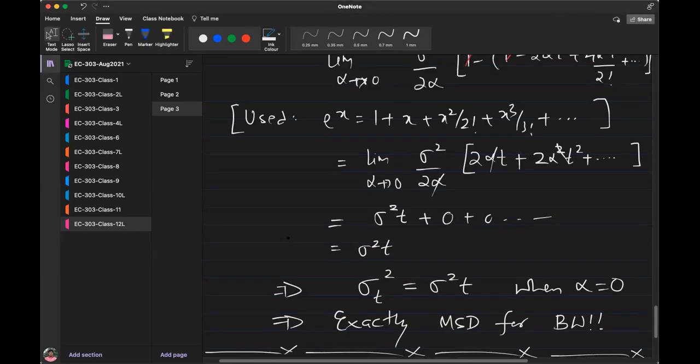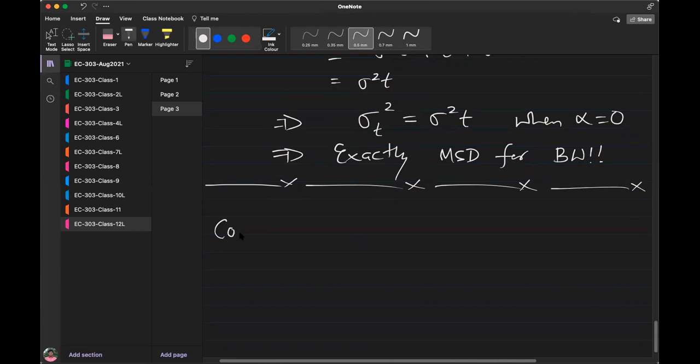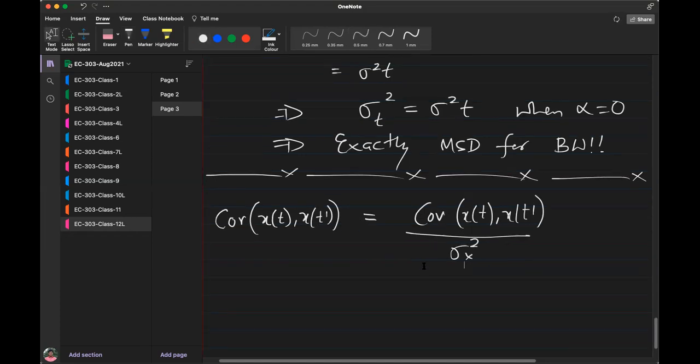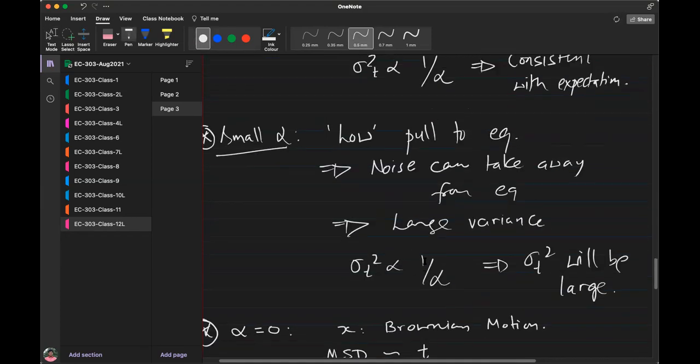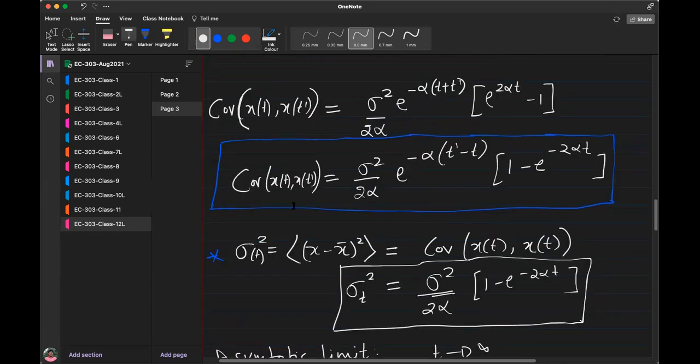Okay. Finally, we have done a lot of things with variance, so let's now go back to correlation. The correlation between xt and xt prime is basically the covariance between xt and xt prime divided by the sigma square, right? Now there is a bit of a small catch here. As you can see, the covariance depends on both t and t prime, and sigma t depends on t.